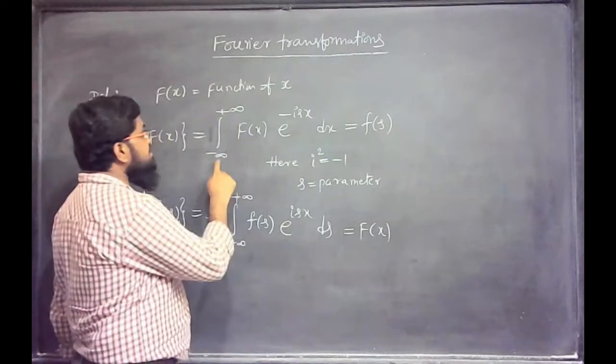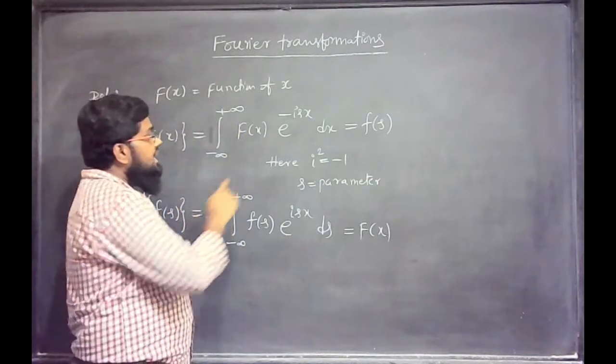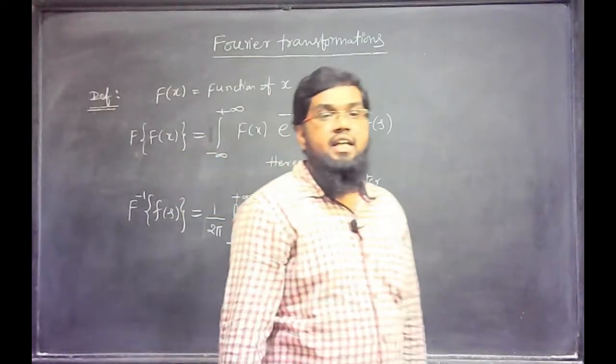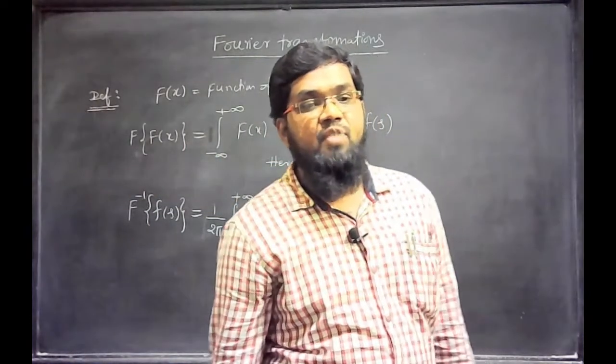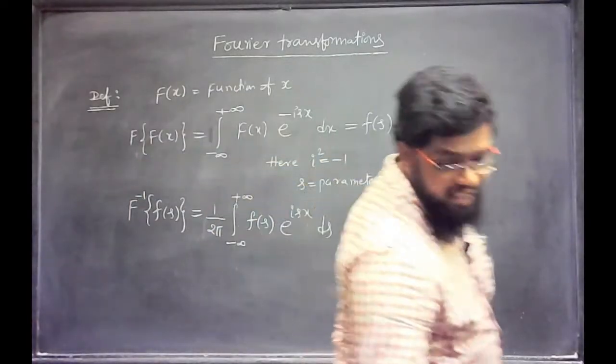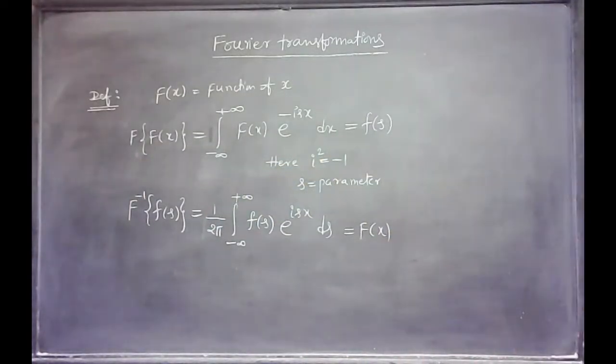Remember the difference between the Laplace transformation and the Fourier transformation. The Laplace integral is from 0 to infinity, and there it is e power minus st, there is no complex number, but here the complex number is coming. So be careful and note down the definition clearly. The rest of the things will be the calculations, which we can do here.